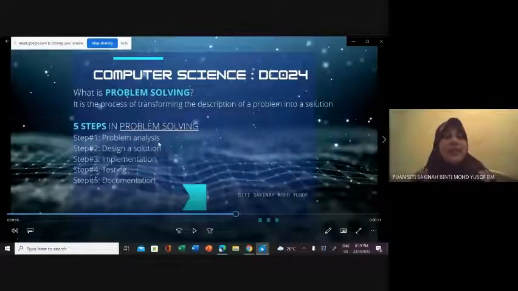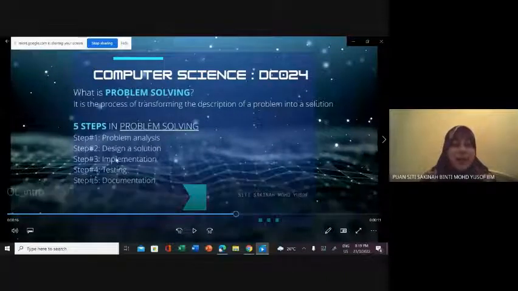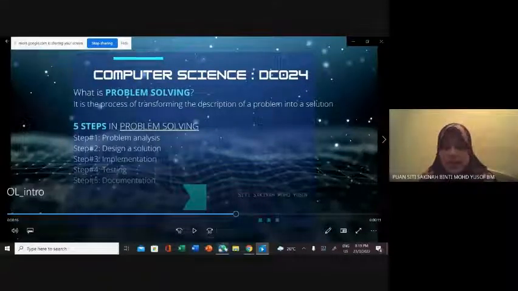And after that, design a solution, where you do the algorithm. And implementation, you start coding. After that, we test the code and document it.